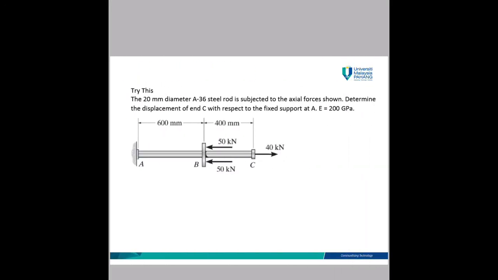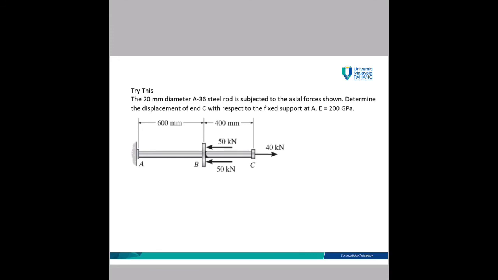Okay, you can try this one. The 20 mm diameter A36 steel rod is subjected to the axial force. Determine the displacement of B with respect to the fixed support at A. E is equal to 200 gigapascal. So the question already gives you E is equal to 200 gigapascal.